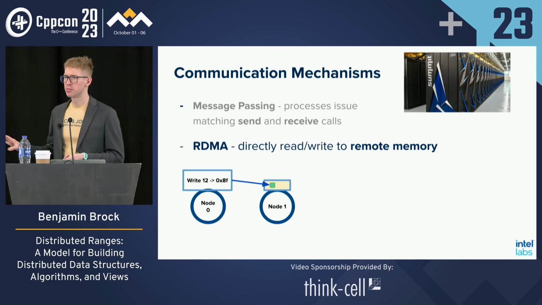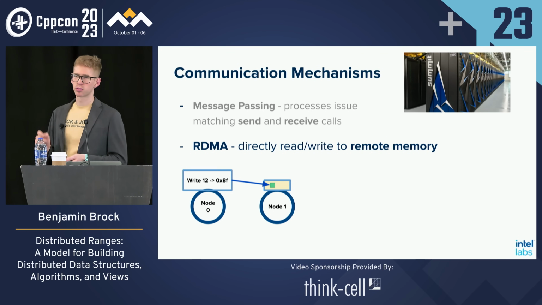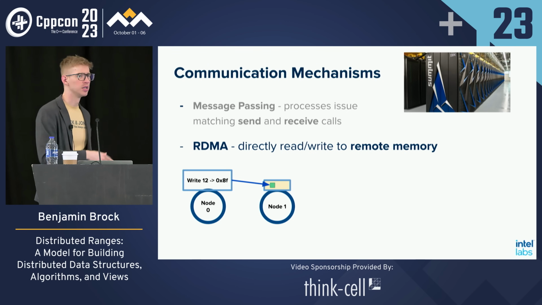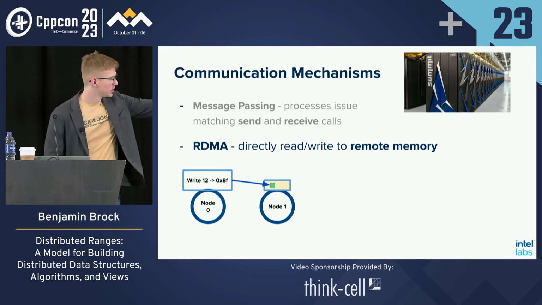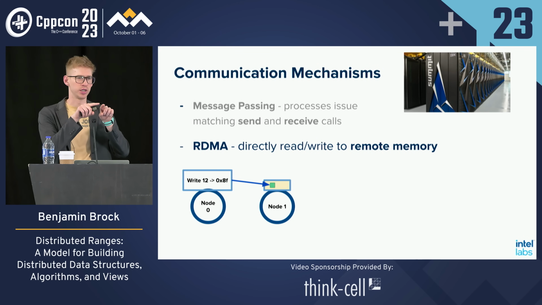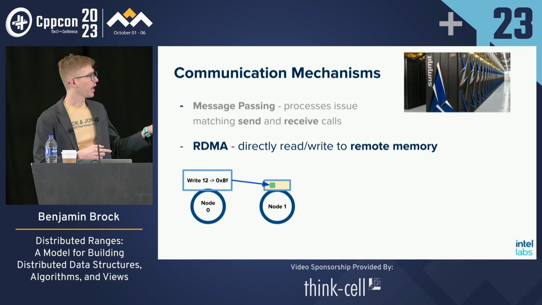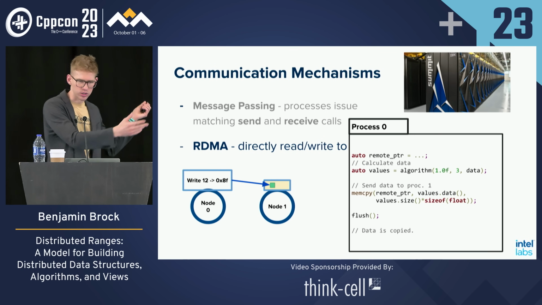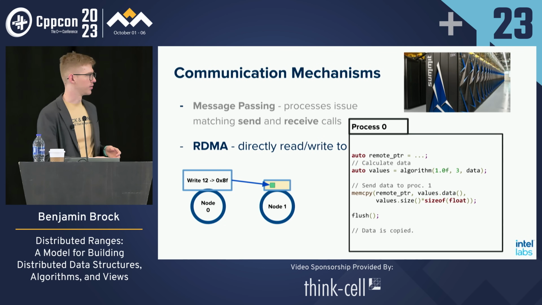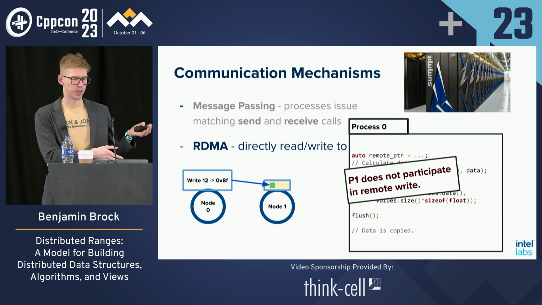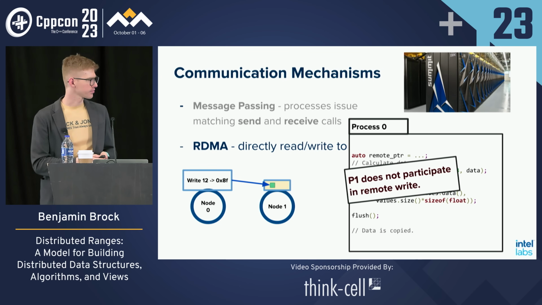In contrast, RDMA, or remote direct memory access, allows processes to directly read and write into other processes' memory. So for example, if I have 2 nodes in my cluster, and node number 1 has exposed part of its memory as a shared segment, node 0 can say, hey, I would like to write the value 12 into this offset in node 1's shared segment. This is what this might look like in your code if you had a kind of remote pointer API, right? And the key here is that process 1 doesn't participate in these remote writes.